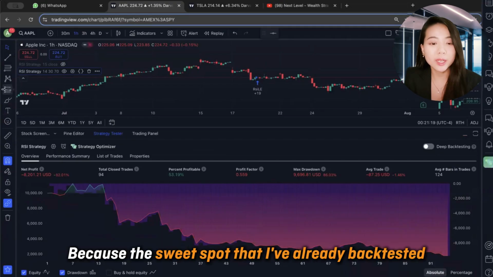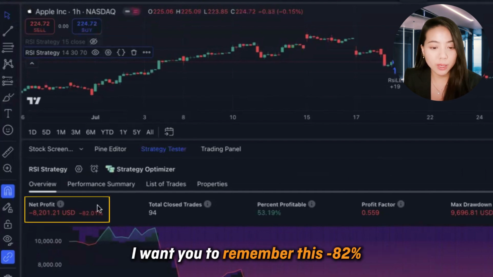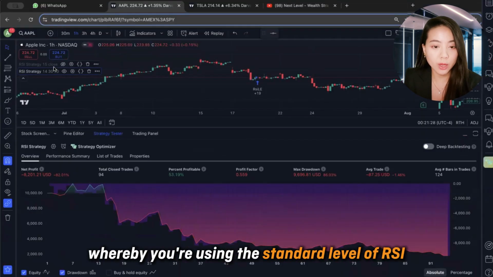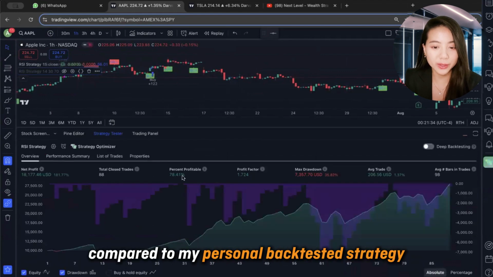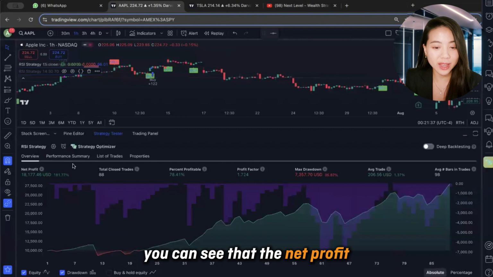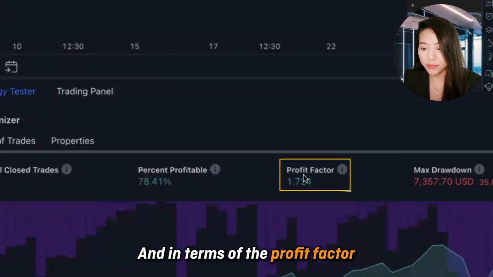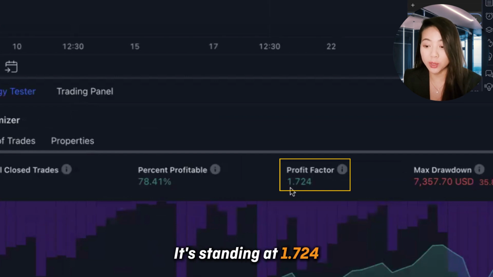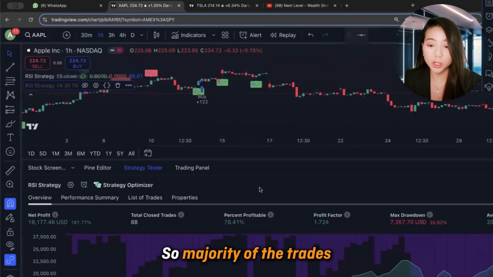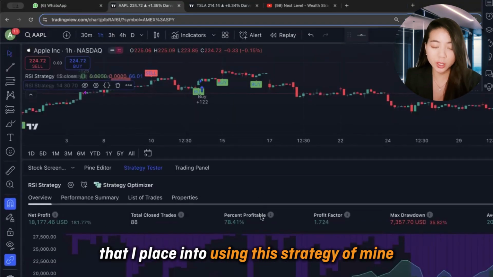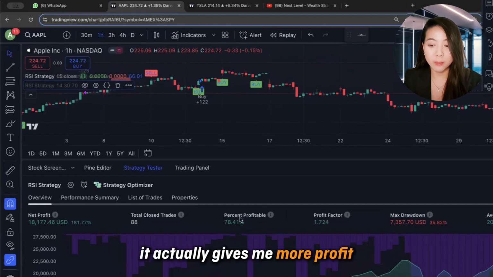The answer is no, because the sweet spot that I've already backtested is actually over here. I want you to remember this negative 82%, whereby you're using the standard level of RSI 30 and 70, compared to my personal backtested strategy. You can see that the net profit actually increased to 181%, and the profit factor is more than 1. It's standing at 1.724, and the percent profitable is actually 78%. So majority of the trades that I place using this strategy, based on the sweet spot level of buy and sell signal, actually give me more profit.